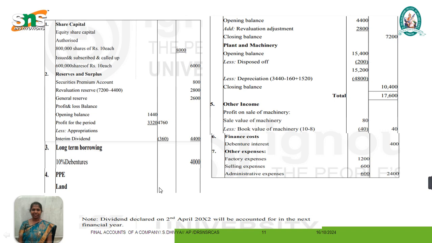The opening balance for land is 4,400, add revaluation adjustment 2,800, total 7,200. Plant and machinery opening balance is 15,400, less disposed of 200, which is 15,200. Other income is the profit on sale of machinery, 80. Finance cost, debenture interest, is 400. Other expenses, factory expenses, selling expenses and administrative expenses, total 2,400. The note is that the dividend declared on 2nd April will be accounted for in the next financial year.